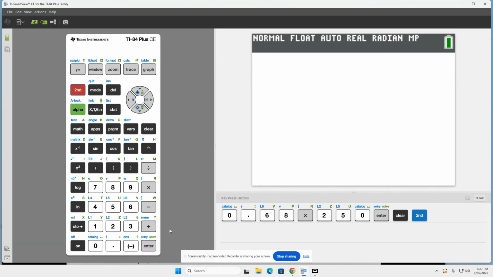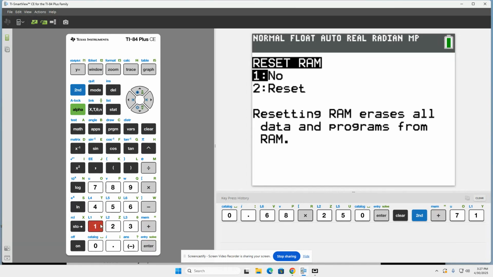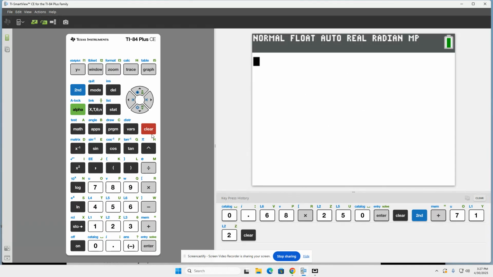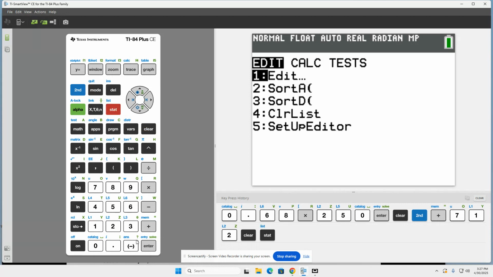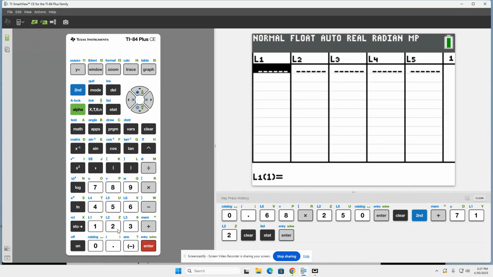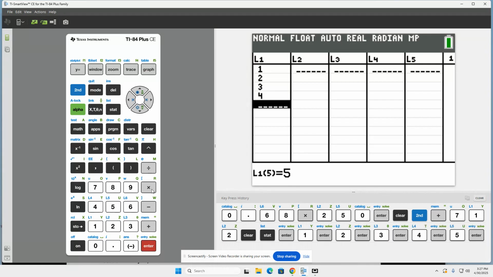Now, I'm going to reset it. You've probably already done this, but if you haven't, let's reset it. We're going to enter some data. So remember, to enter data, I'm going to go to Stat, Edit. And here we go. I got 1, enter, 2, enter, 3, enter, 4, enter, 5, enter. Let's go to the other side, and they have to match up, right?